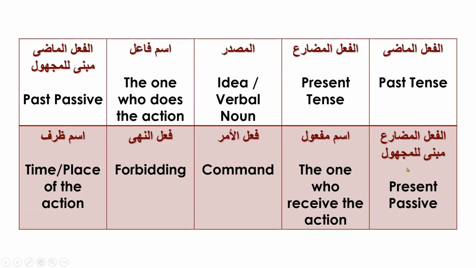Al-fi'l al-mudari' mabni lil-majhul, the present passive. Ism maf'ul, the one who receives the action, like it can be the object. Fi'l amr, this is the command. Fi'l nahi, this is the forbidding, like don't do that, don't do this. And then ism zarf, that is the time or place of the action. So these are the 10 family members that each family will contain.